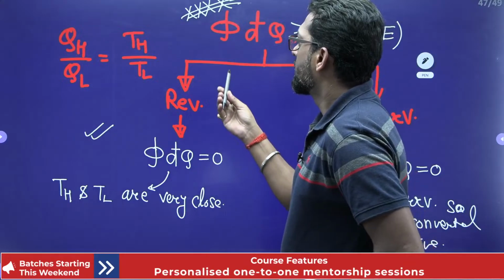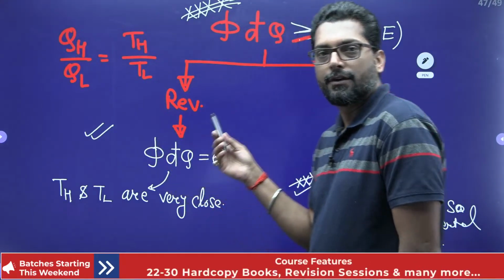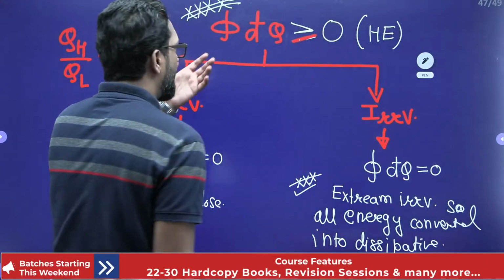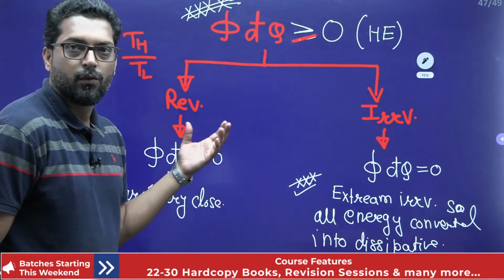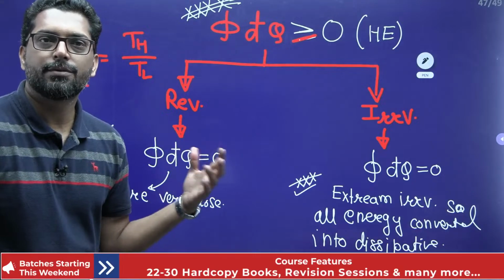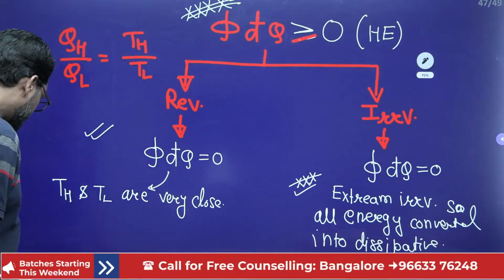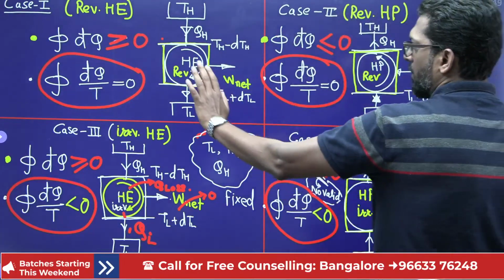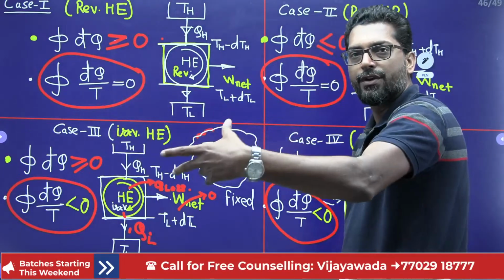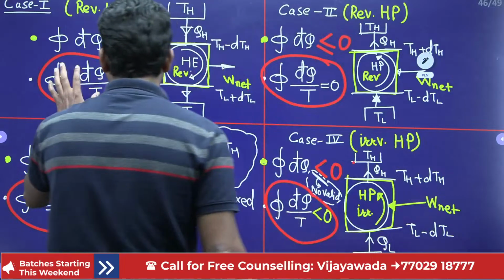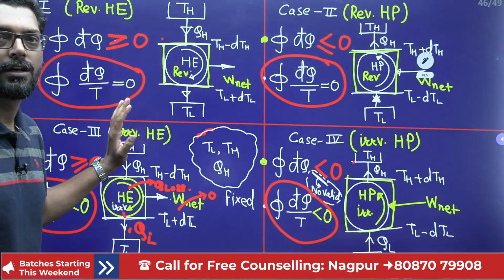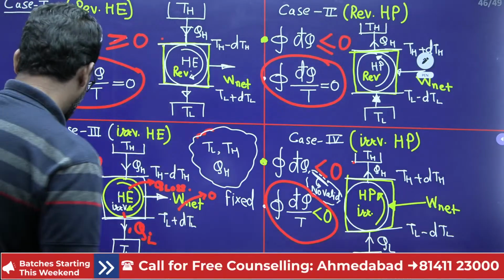See beta, in the previous classes we ended up here. That means we have a quantitative parameter, which we can use to measure the extent of irreversibility of a process, like this one: the cyclic integration of dq by t. That means this tells about the quantitative parameter, okay, no problem at all.